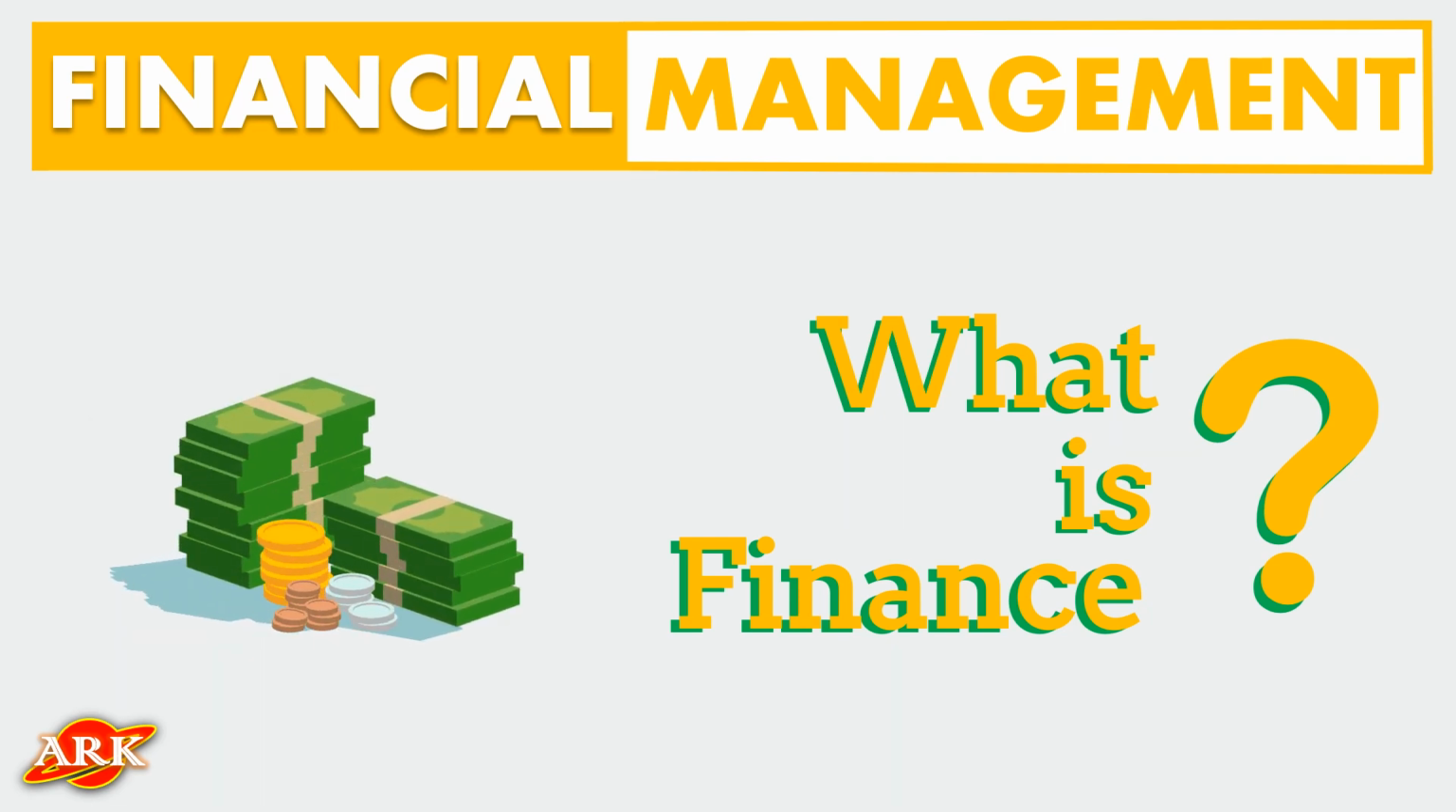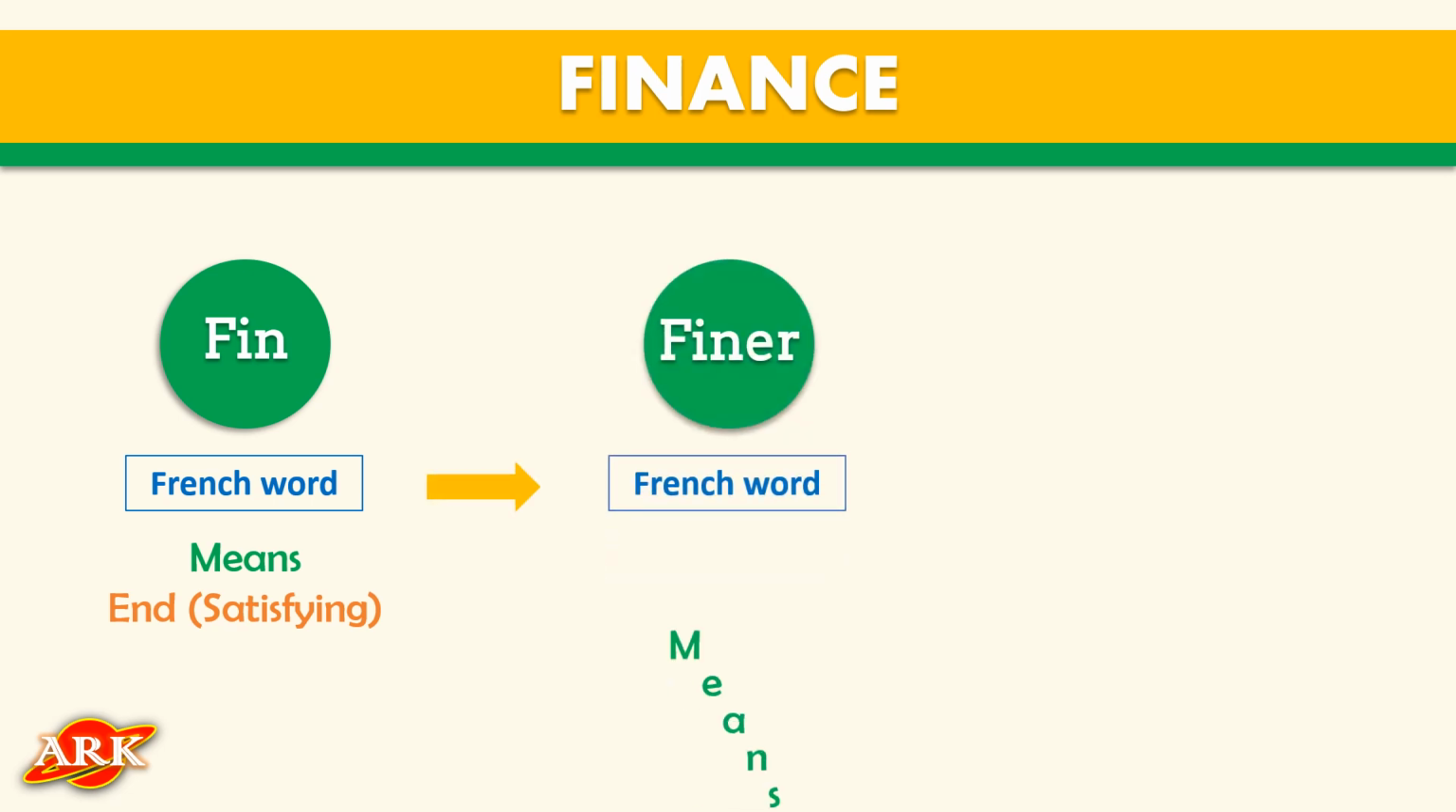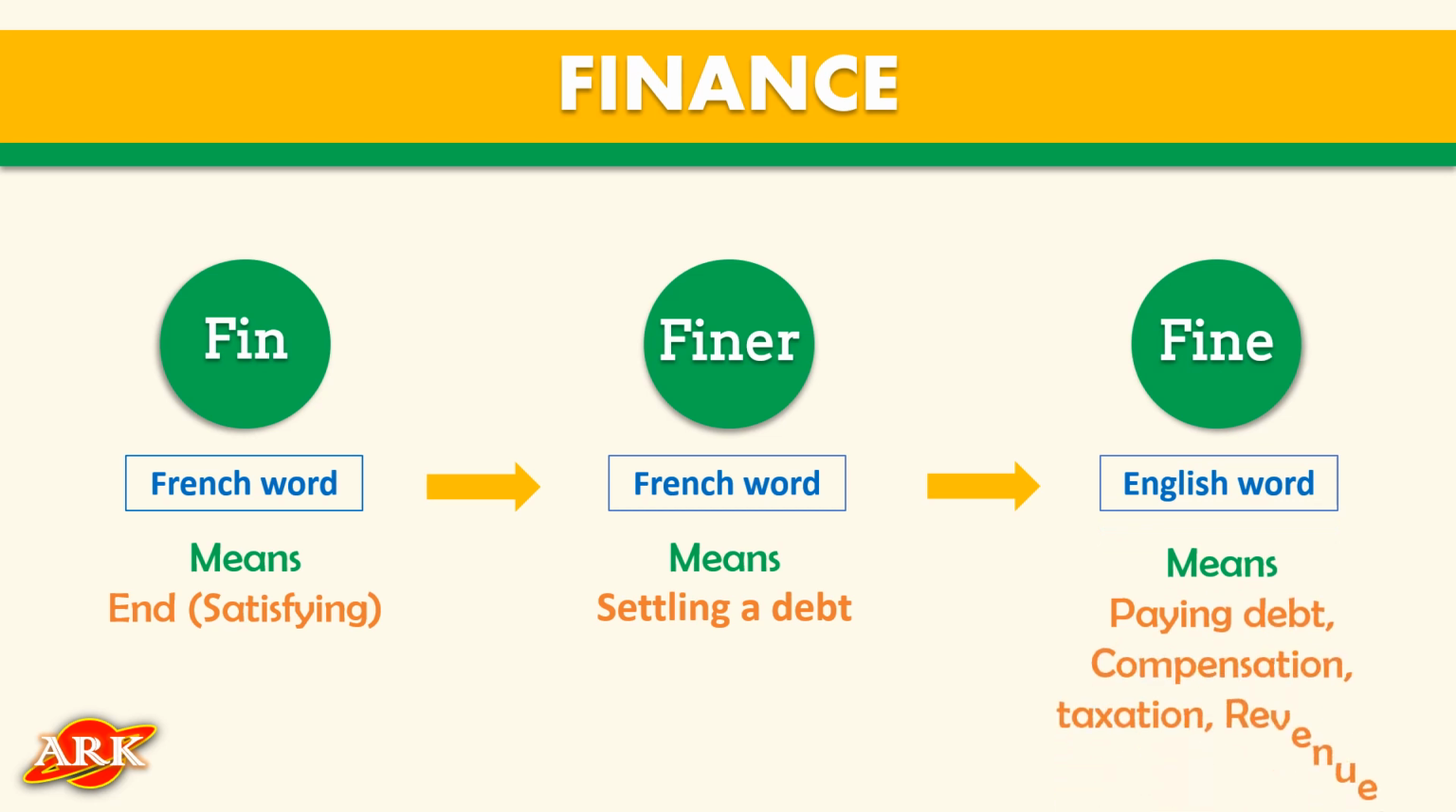Let's get into that. The word finance has its origin in the French word fin. It means end or satisfying. Later this word fin changed to finer, which was used for settling a debt. And later this finer was used in English, and as fine we all know that, which means paying a debt, compensation, taxation and revenue. And we also today use the word fine for paying a penalty.